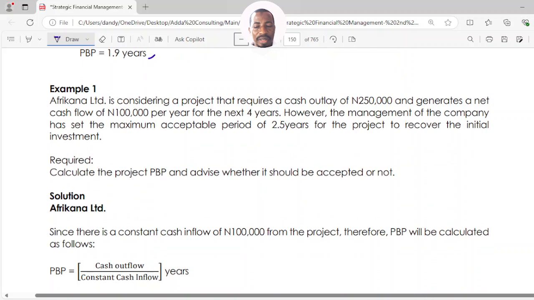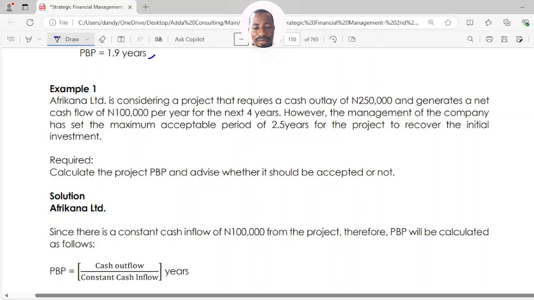Now let's have a simple illustration to demonstrate the two, where you have constant cash inflows and the non-constant cash inflow. Let's see how you are going to compute it. Whether you have a very voluminous illustration, maybe 2 pages, 3 pages, it is the same principle. All right, it is the same principle. Therefore, let's use this example to demonstrate how to calculate payback period.